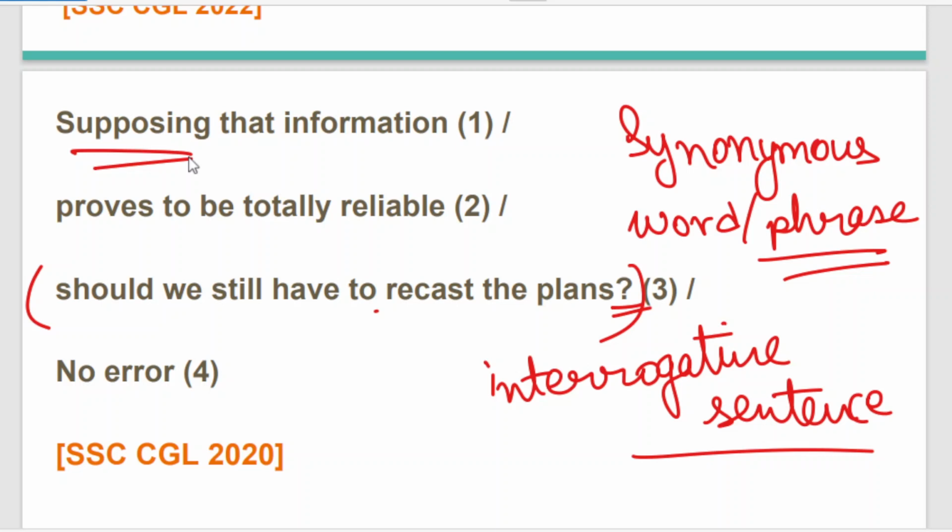Next part of the sentence. Proves to be totally reliable. Now what is the meaning of 'to be'? When do we use 'to be'?